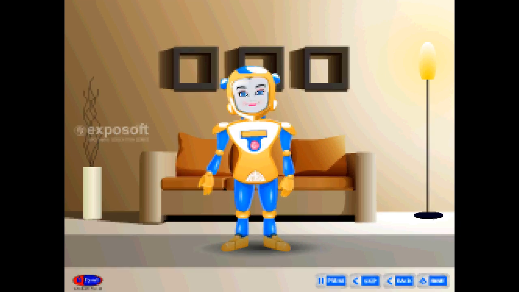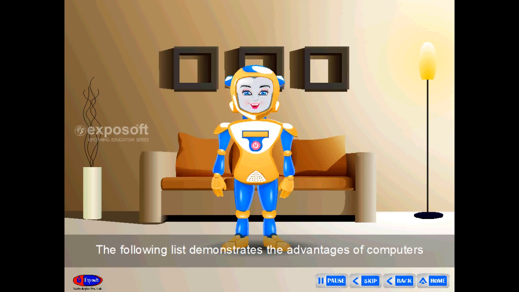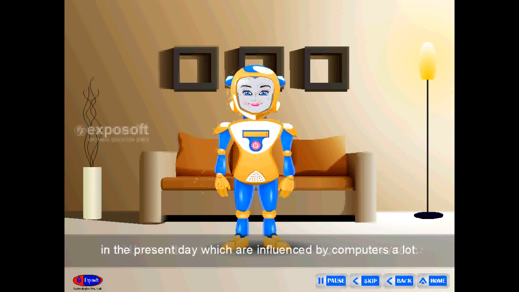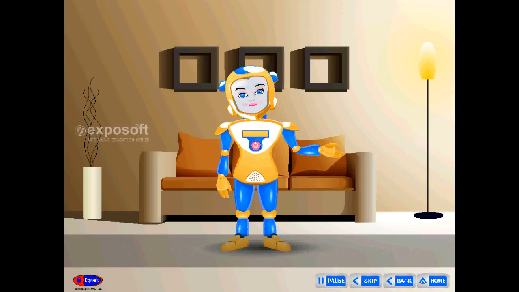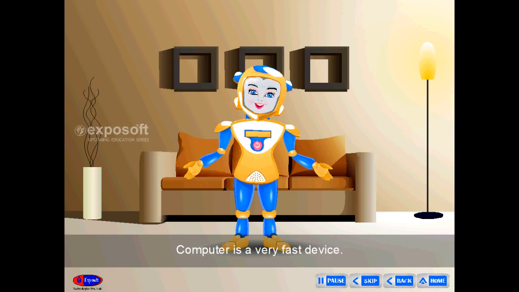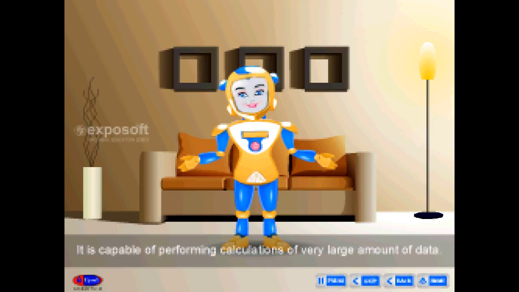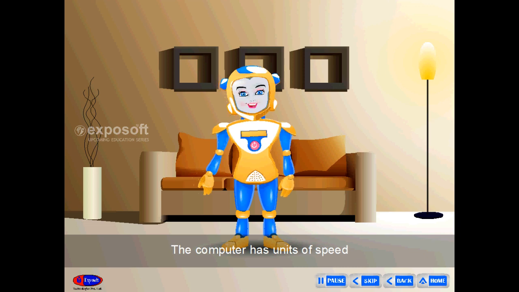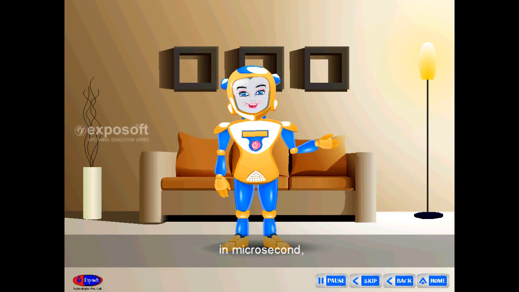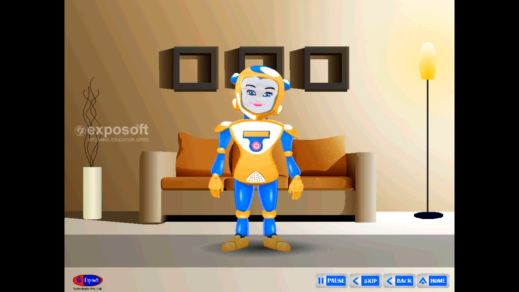Advantages of computers. Friends, look here. The following list demonstrates the advantages of computers in the present day, which are influenced by computers a lot. Speed. Computer is a very fast device. It is capable of performing calculations on very large amounts of data. The computer has units of speed in microsecond, nanosecond, and even picoseconds.